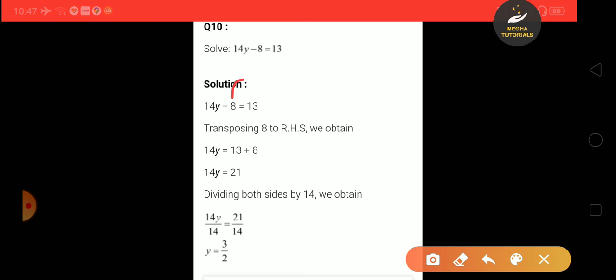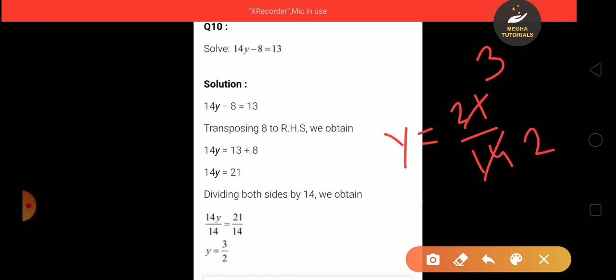Question 10, solve 14y minus 8 is equal to 13. So simply transpose 8 on the other side. So you will get 14y is equal to 13 plus 8, that is 14y is equal to 21. So y is equal to 21 upon 14 after transposition. Now we can simplify this further by dividing by 7. So 7 3s are 21 and 7 2s are 14. So y is equal to 3 upon 2. This is the final answer.